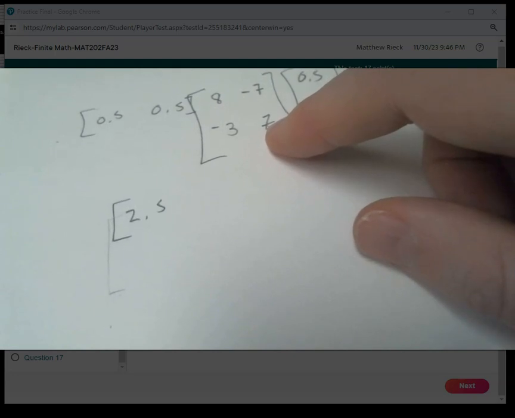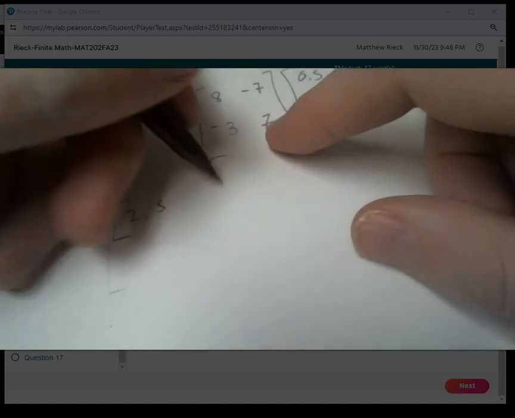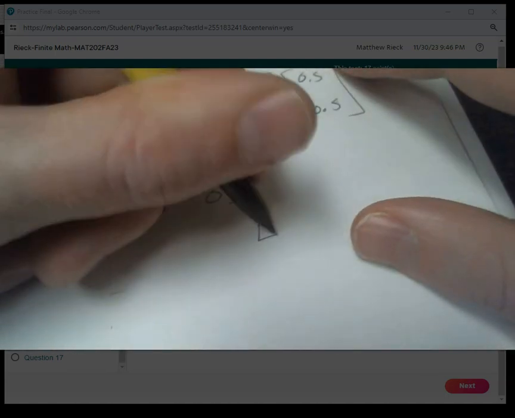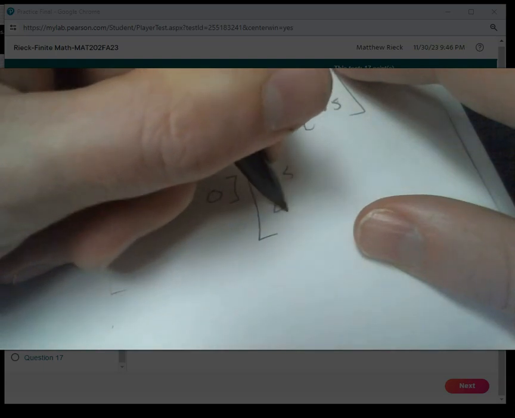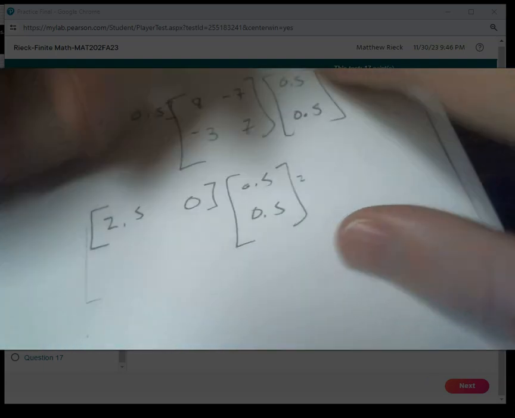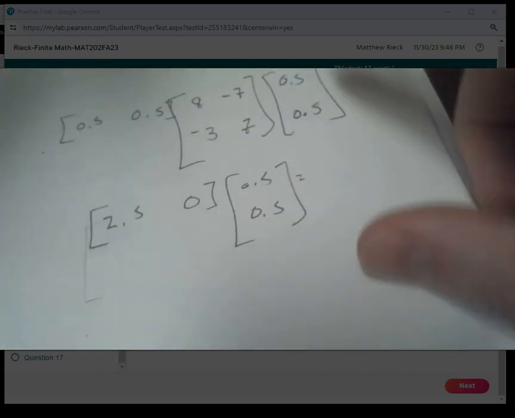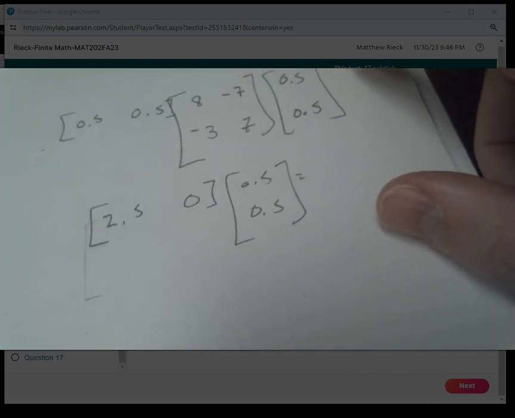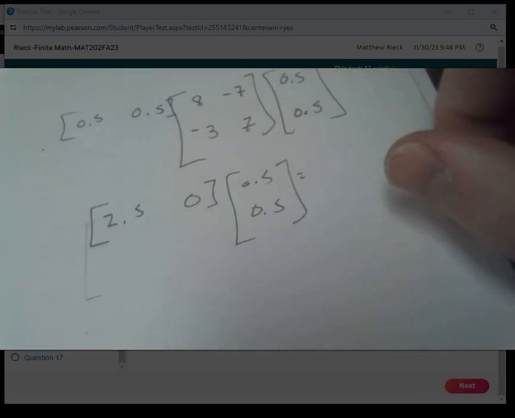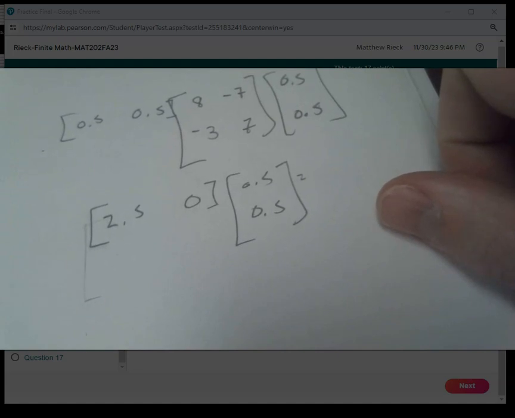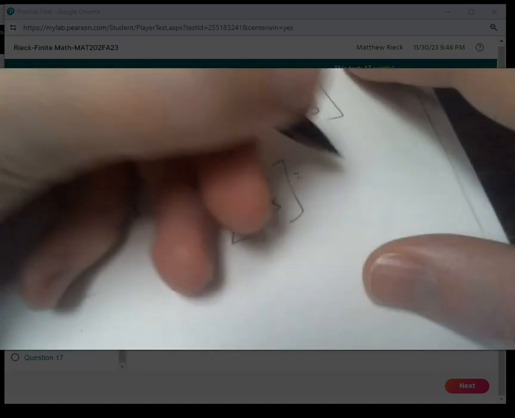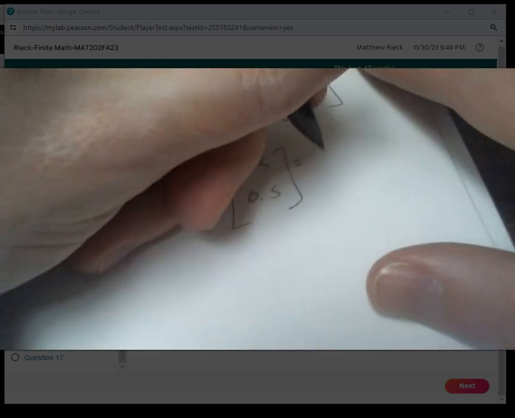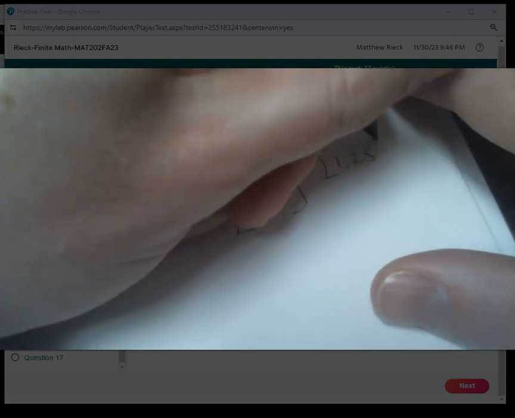Because 0.5 times 7 would be 3.5, and then 0.5 times -7 would be -3.5. So we have 0. So we have 2.5 times 0.5, so that would be 1.25. Plus 0 times 0.5. So the expected value is going to be 1.25.